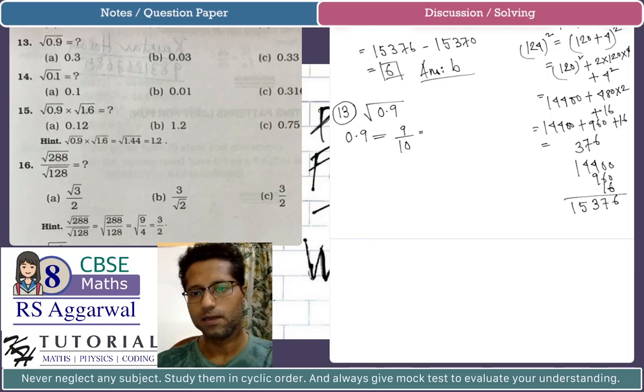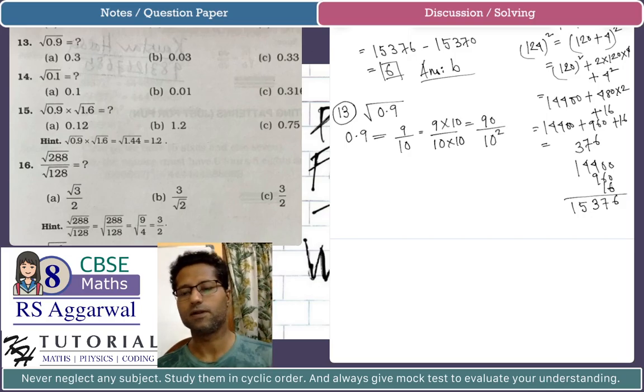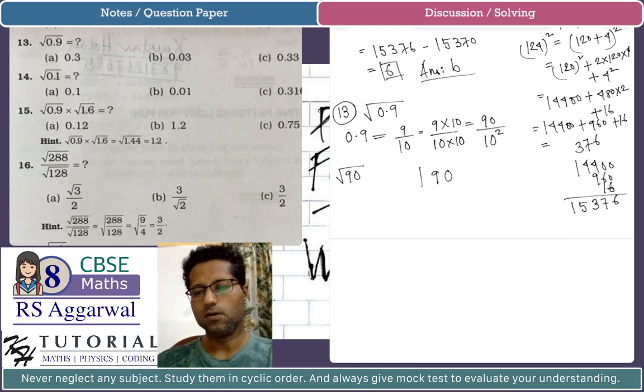So I will multiply the denominator by 10, and the denominator will become 10 square, and I will also multiply the numerator by 10. So this becomes 90 by 10 square. Now I have in the denominator an even power of 10, that is square. Now I will find the square root of 90. 90 is a whole number. I will find the square root of 90 using the long division method. So 90, we know we will have a single period.